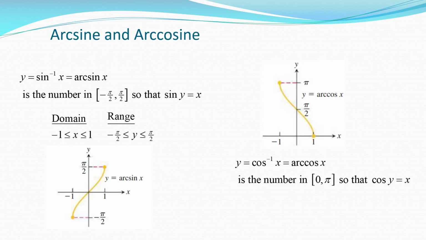Here is the graph of the arc cosine. Again, that's just the graph of the cosine graph from 0 to pi, but reflected in the line y equals x. From this, you can tell instantly the domain and range: the domain is from negative 1 to 1, and the range is from 0 to pi.